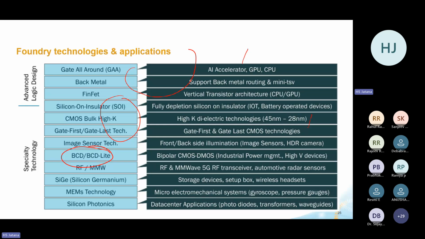Then there is MEMS technology, which is basically sensors. All types of sensors can be made on silicon with some electronics. And then photonics, where you can make photodiodes, lasers, transformers, waveguides, etc.